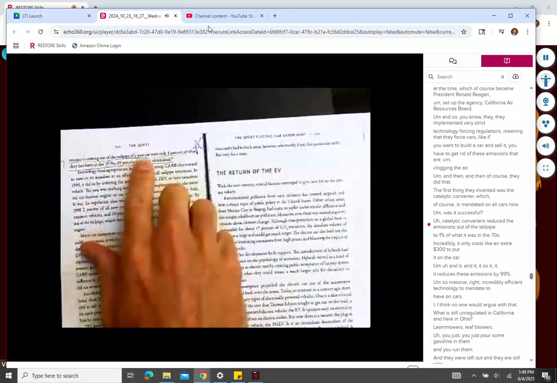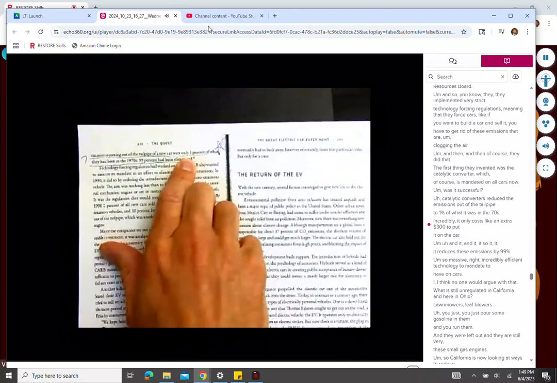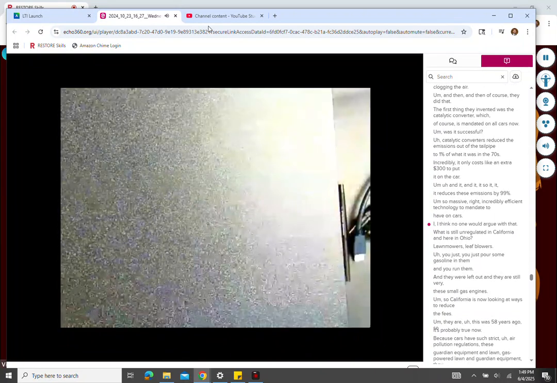Was it successful? Catalytic converters reduced the emissions out of a tailpipe to 1% of what they were in the 70s. Incredibly, it only costs like an extra $300 to put it on the car. So it reduces these emissions by 99%. That's it, right? An incredibly efficient technology to mandate on cars. I think no one would argue with that.